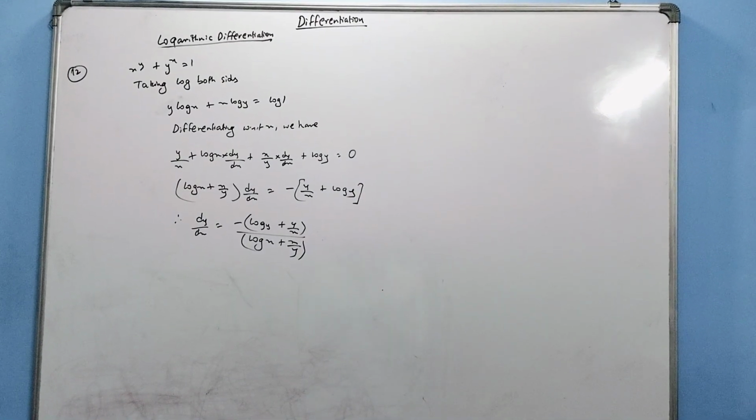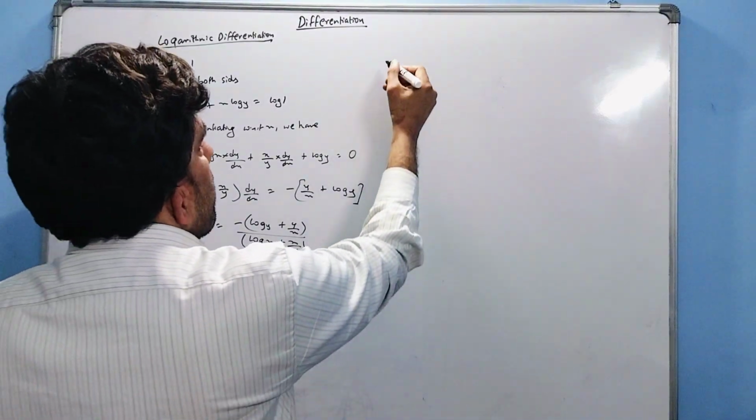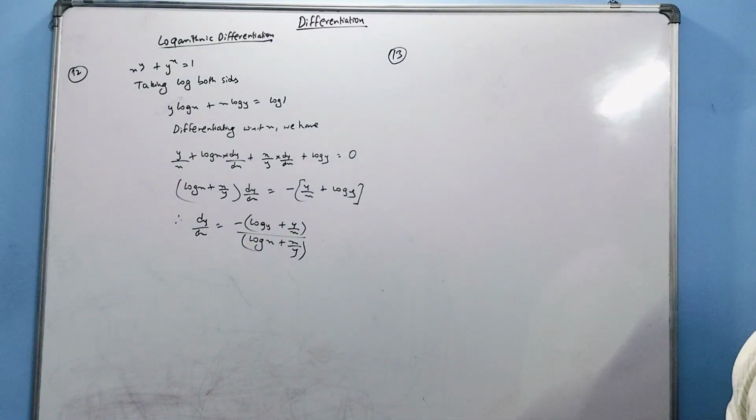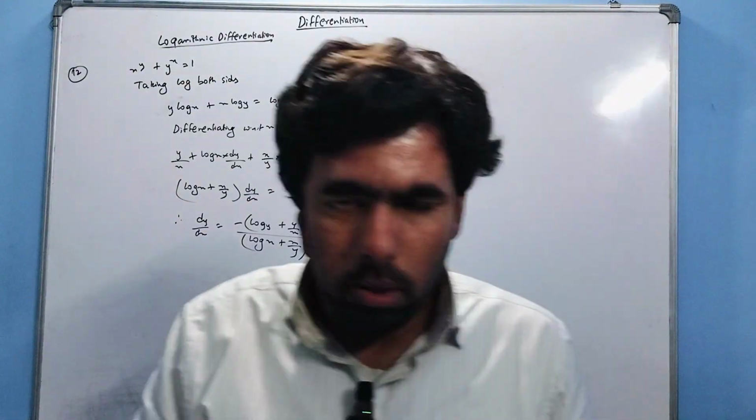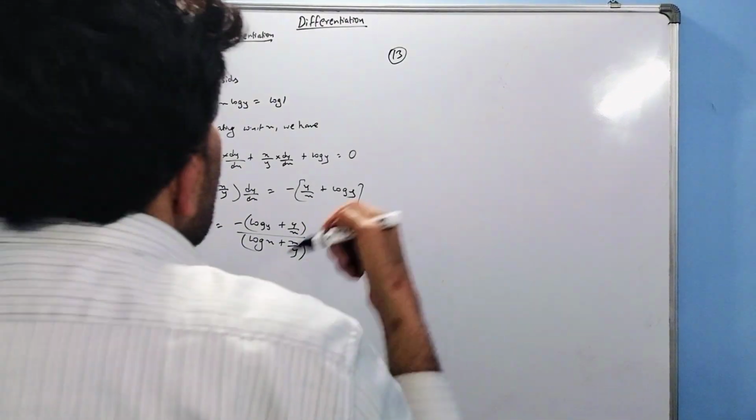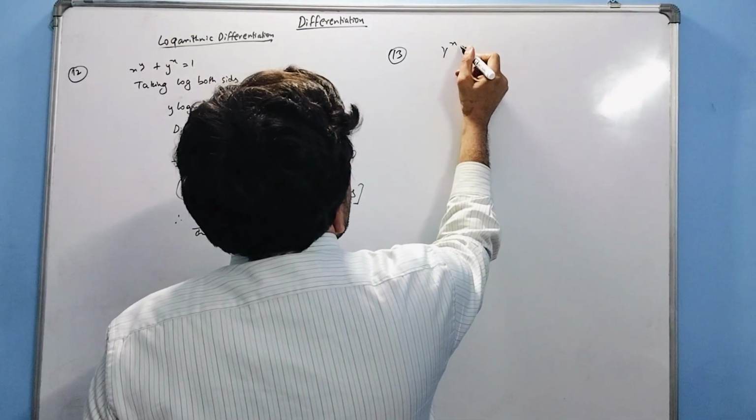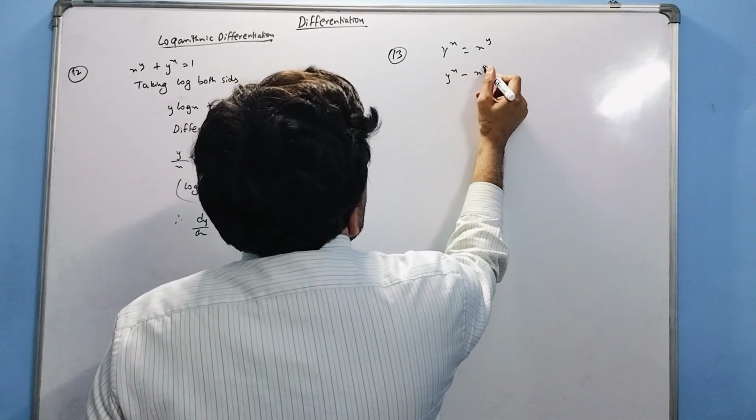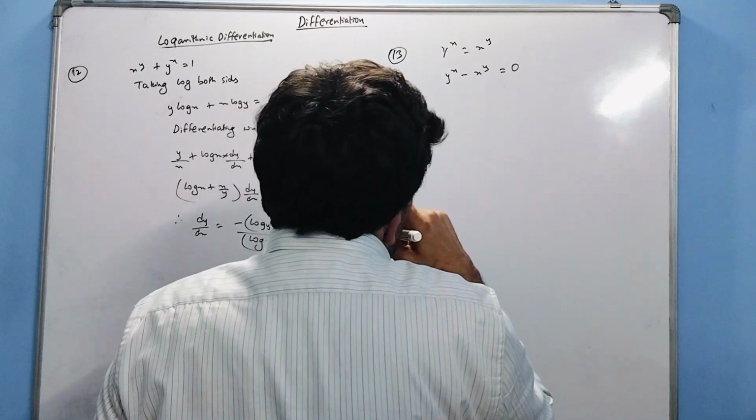Now let's try to solve the 13th question. What is the 13th question? The question is very simple. We have y raised to power x is equal to x raised to power y, so y^x minus x^y is equal to 0. Now what can we do?